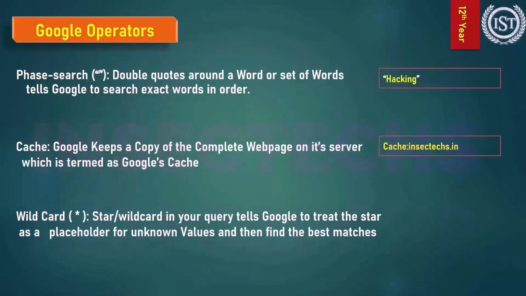The next one is wildcard. If you are searching for something and you don't know the exact word that you have to enter into the search engine, you can simply put a placeholder, which is this star, so that Google automatically will try to fill out the values and find the best matches.